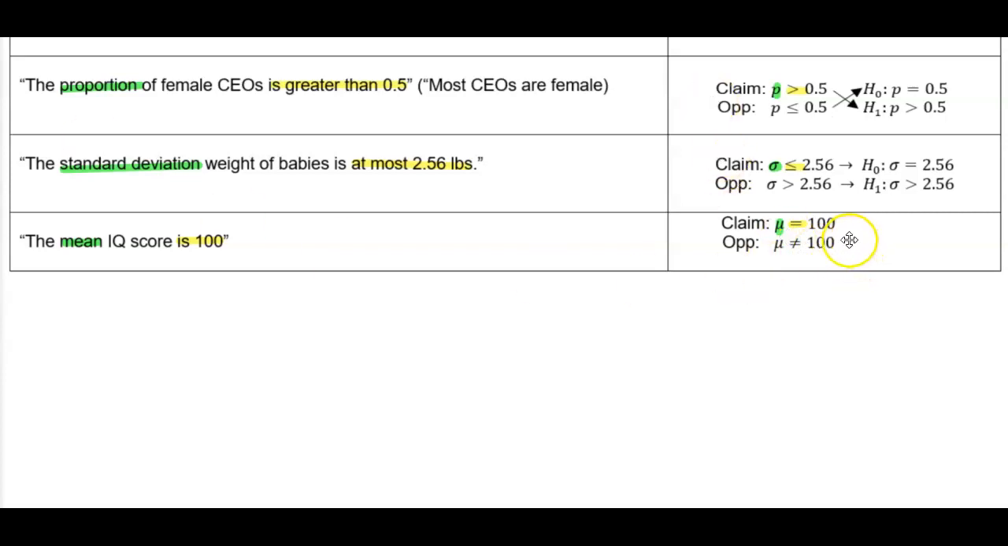So now how do we form the null and the alternative? Remember, the null always has the equality. So the null hypothesis would then be that mu is equal to 100, and therefore the alternative is going to have the not equals, right? So therefore there are our examples.